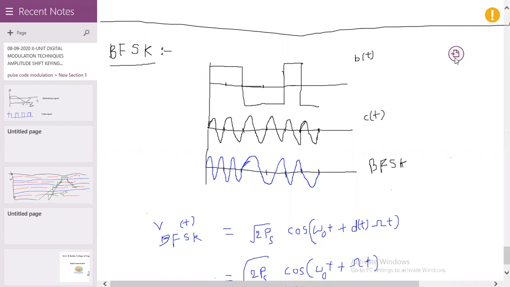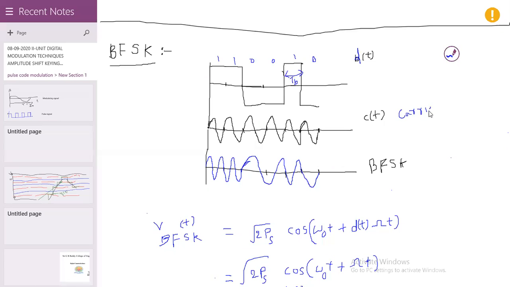Here this is the data signal, D of t or B of t, either one we can represent. So for the sake of this, here is D of t, the data signal. The data is 1, 1, 0, 0, 1, 0. The duration of each bit is TB. This is the carrier signal.